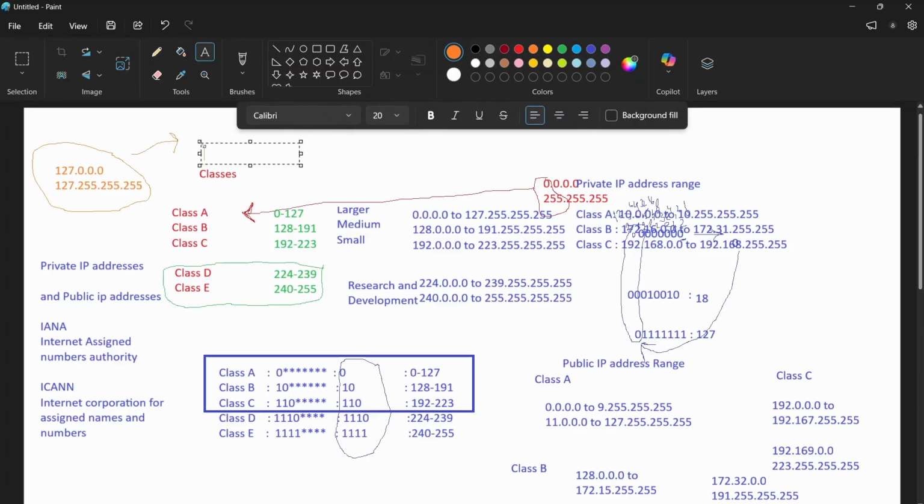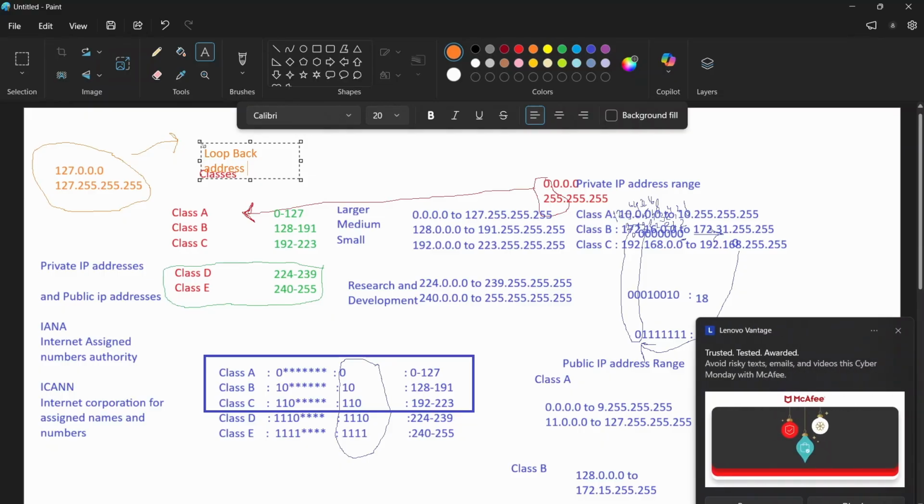So we won't use this loopback address. When you read somewhere on the internet, the class A IP address range will be given as 0 to 126 only. They won't show 127, but you can tell anyone 0 to 127.